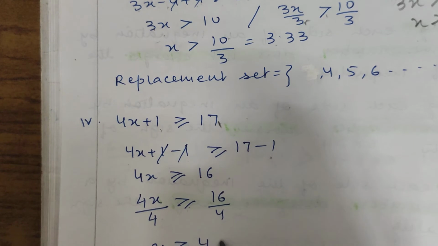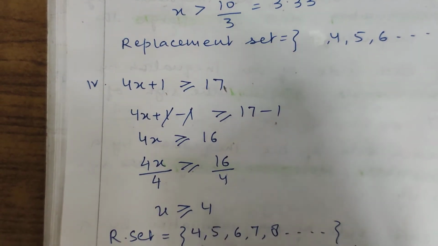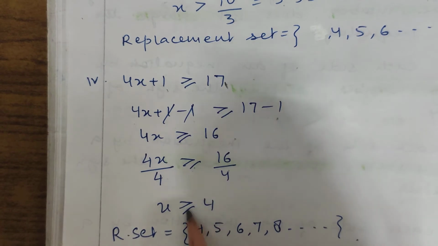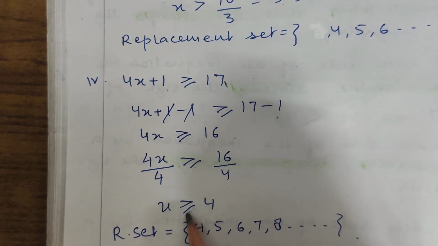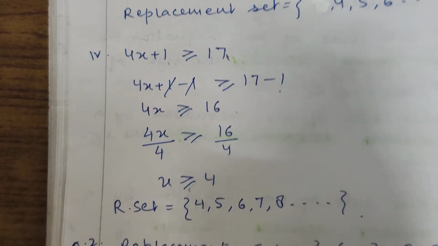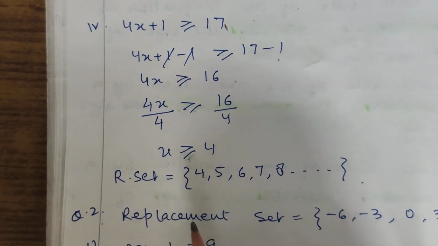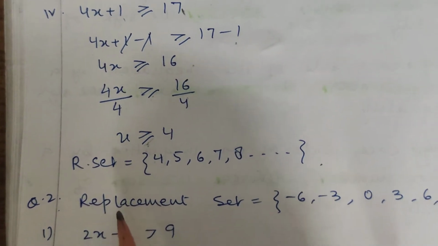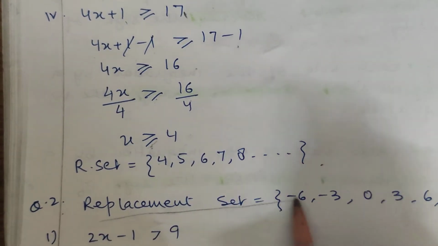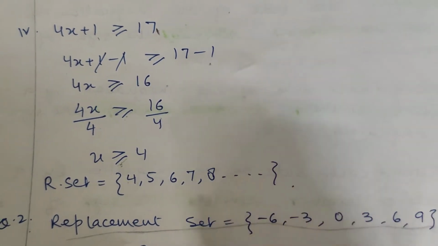x is greater than equal to 4. What are the values for x is greater than equal to 4 from natural numbers? Since this is greater than equal to 4, equal to, so 4, 5, 6, 7, 8 and dot dot dot. Next, question number 2, you are given a replacement set, that is you have to find out the value of x from these numbers that are given to you.